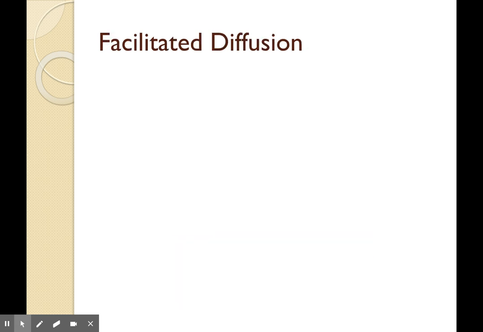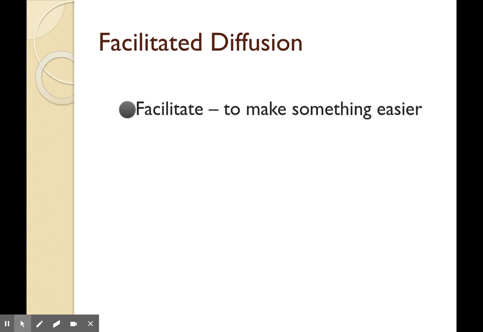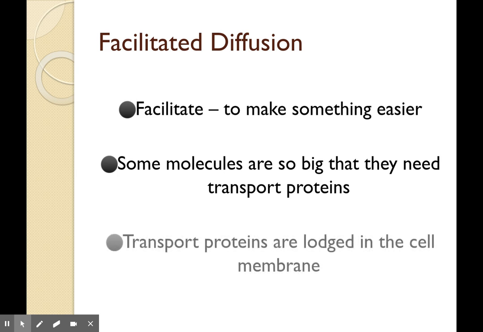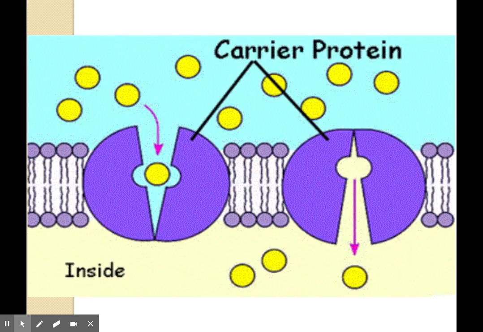All right. Our third type of passive transport is called facilitated diffusion. The word facilitate means to make something easier. So this is diffusion made easier by the cell. This is because some molecules are so big that they need to be facilitated through the membrane. In the cell membrane are big gates called transport proteins. Transport proteins act as a double-doored gate.